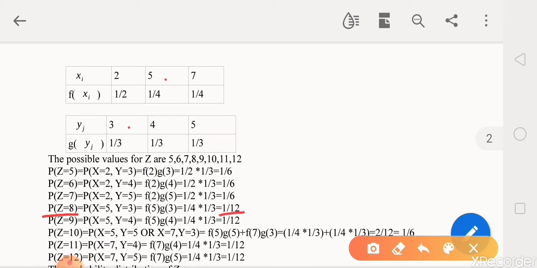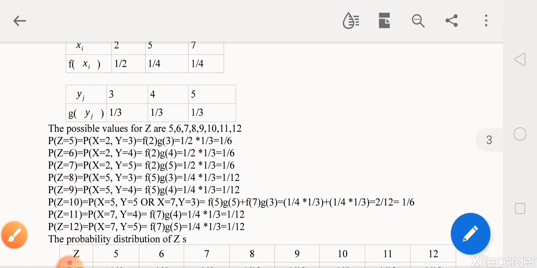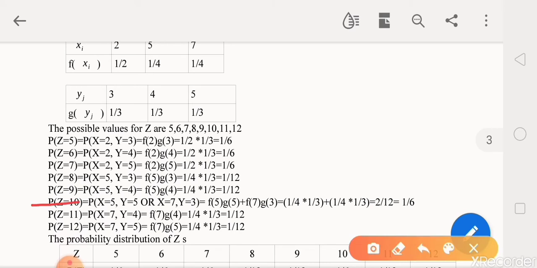Probability for z equal to 9, this is the possibility when x equal to 5 and y equal to 4. Using the fact x and y are independent, you will get the probability for z equal to 9 as 1 by 12.